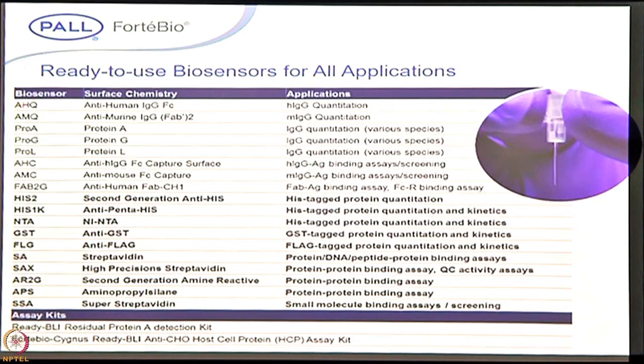These are the pre-coated sensors for the antibody platforms. We have protein A, protein G, protein L, and some Fc capture sensors. For His-tag-based proteins, we have nickel NTA and anti-His sensors. For a GST tag, we have anti-GST sensors. And if there is no tag in your expression, then you can biotinylate your protein of interest and couple the biotinylated protein to the streptavidin sensor.